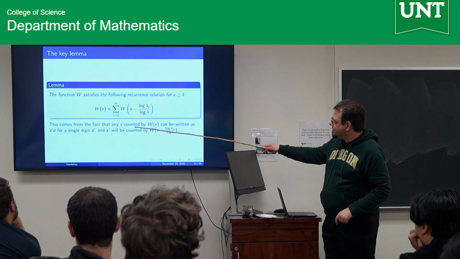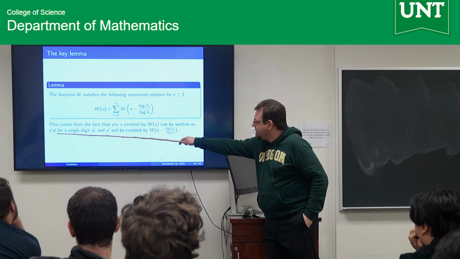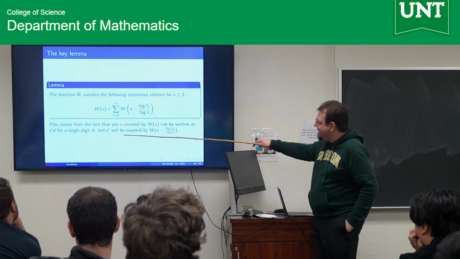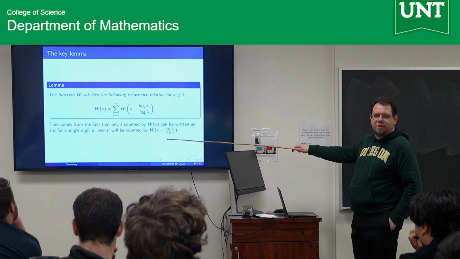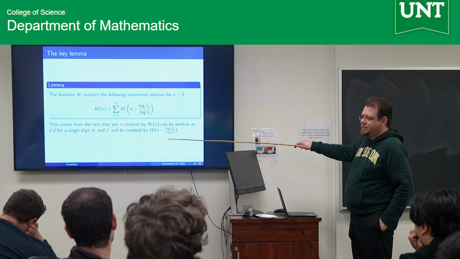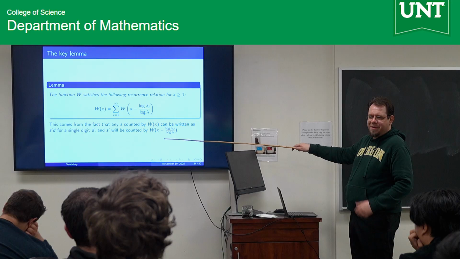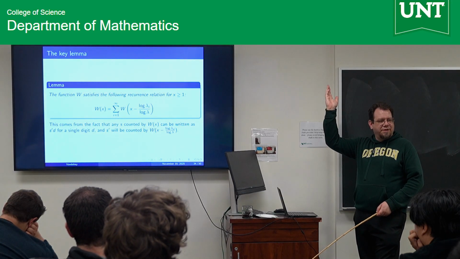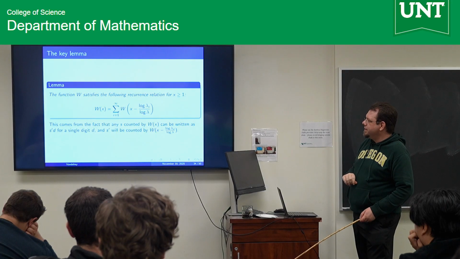Write your S as S prime concatenated with a single digit D, then that S prime will be counted by something smaller, because its length is going to be slightly smaller than the length of X, and it turns out if you calculate exactly what it should be smaller by, it's that. Add up all the possible combinations of different last digits, and you get our formula right here.